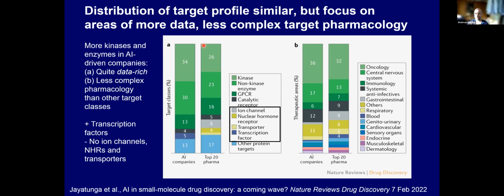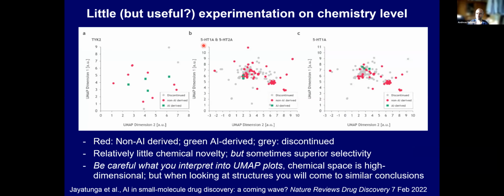Okay. So what do AI companies actually focus on? On areas with lots of data and that have relatively simpler pharmacology. So you're more likely to be successful, but you're also less innovative, right? That's the trade-off here. So unfortunately, it doesn't really go out of the domain into novel target areas. So the biology that those companies work on is actually quite conservative, more conservative than you might think. And the same is true on the chemistry level.